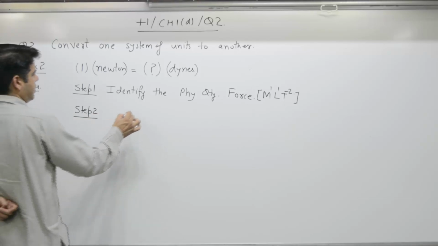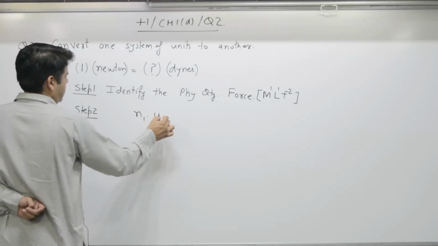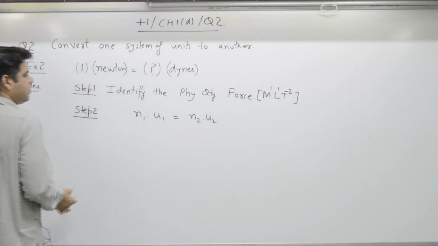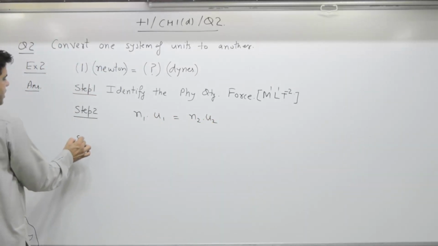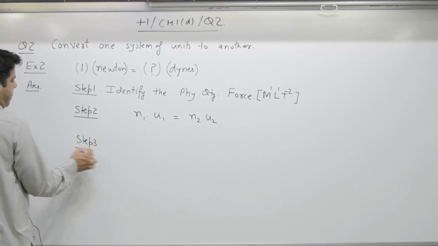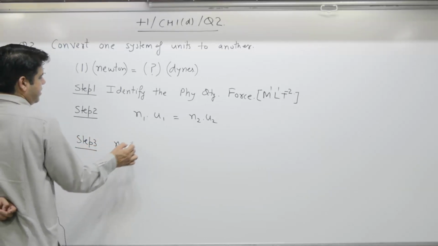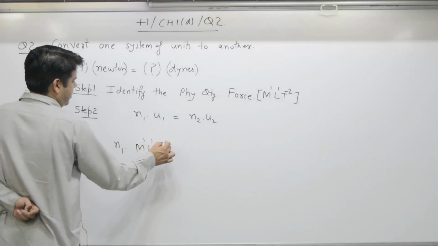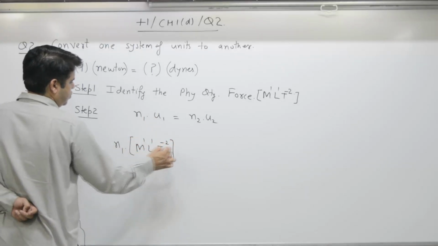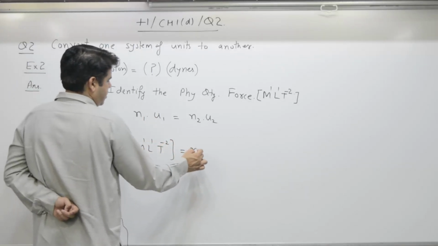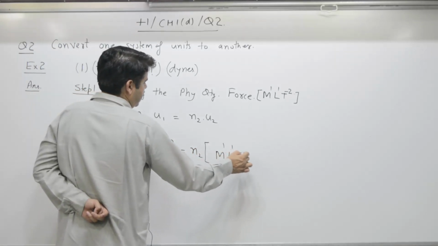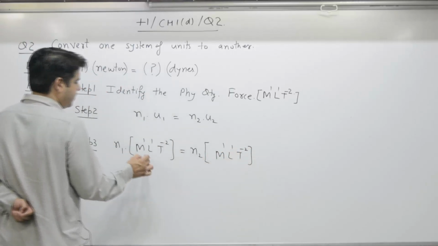N1 U1 is equal to N2 U2. Step 3: N1 U1 is M1 L1 T minus 2 is equal to N2 M1 L1 T minus 2. This is for system 1.